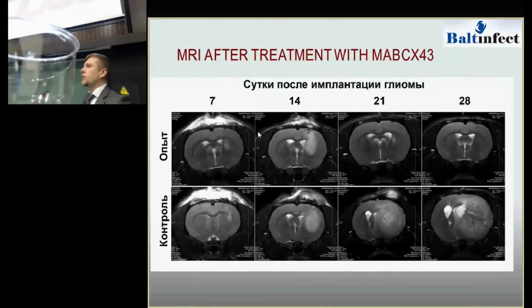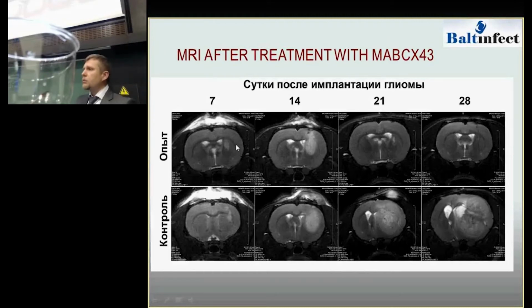Here are the results of our preclinical study. Sorry for some Russian words, I will translate. Here are days post-implantation, and here is a treatment of antibodies. Here is a control group. You can see a huge glioma since the 3 weeks post-implantation in the control group.